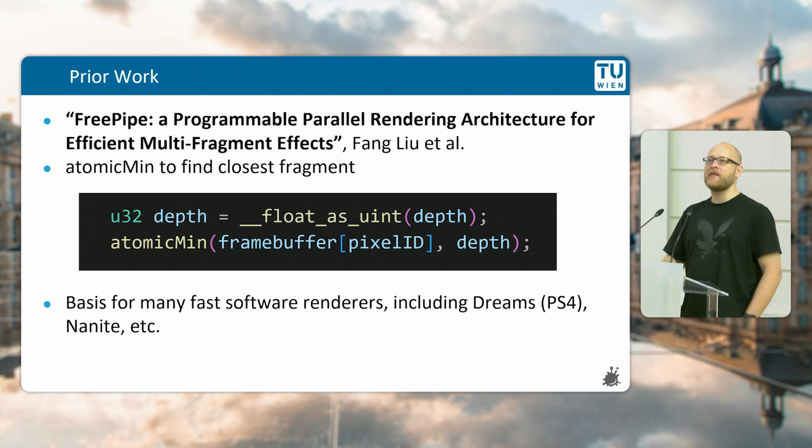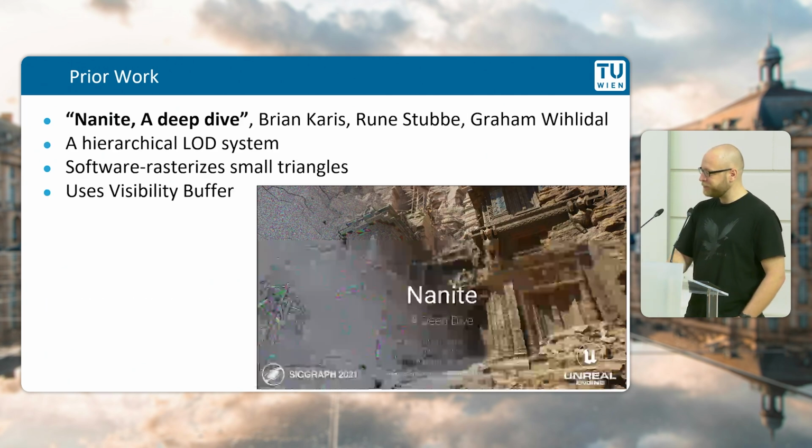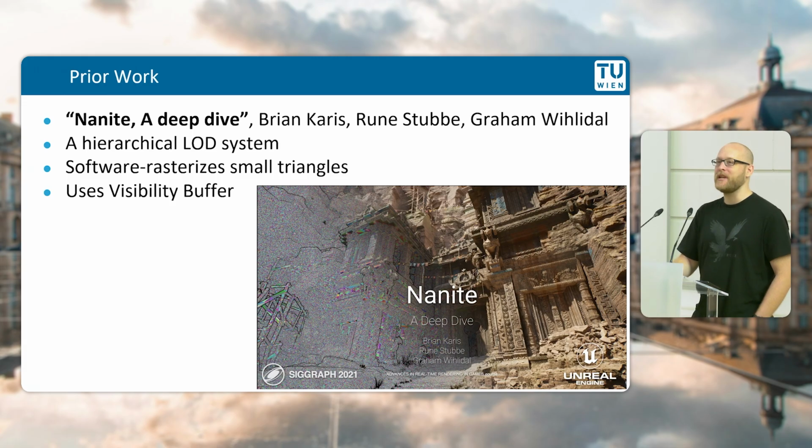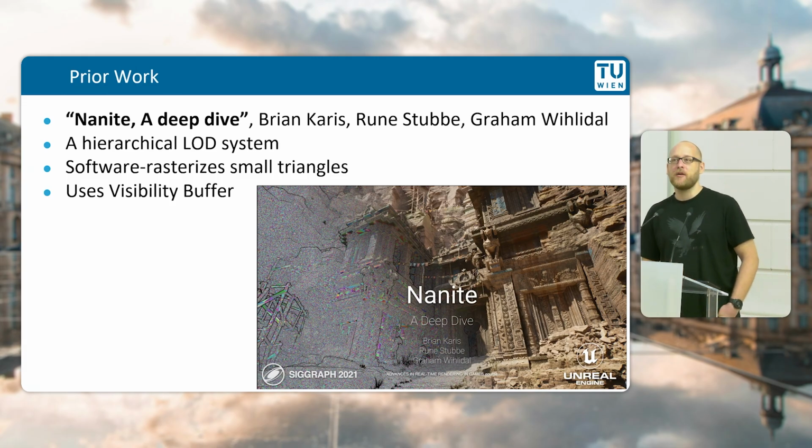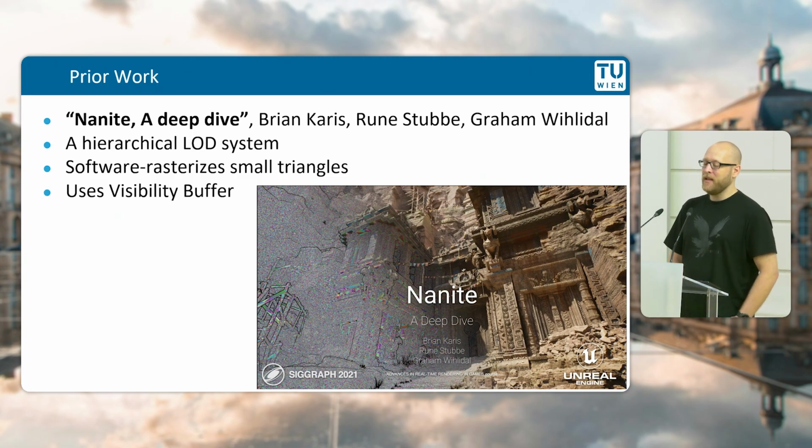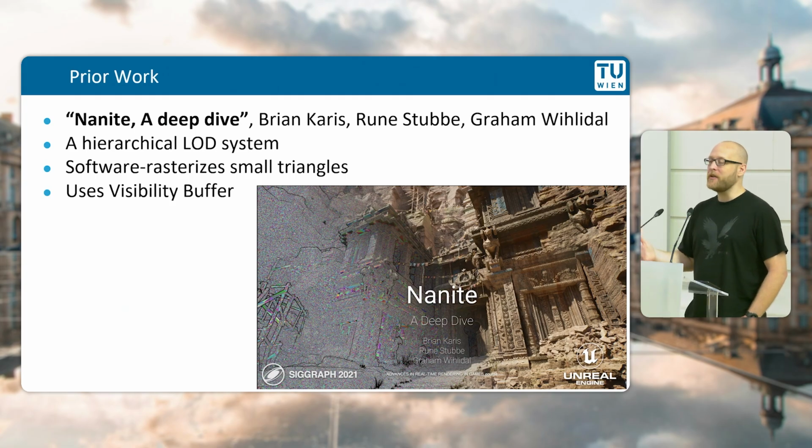Two prominent examples here are Dreams for the PlayStation, and of course Nanite. Nanite, I suppose everyone here knows it. It's a hierarchical level of detail system, and they software rasterize at least small triangles. Only when the triangles get larger, they fall back to hardware. That's because they found out that if you have small triangles, you can be up to 3 times faster if you just render them directly in a compute shader. They also use a visibility buffer because it lends itself very well to this atomic min approach.